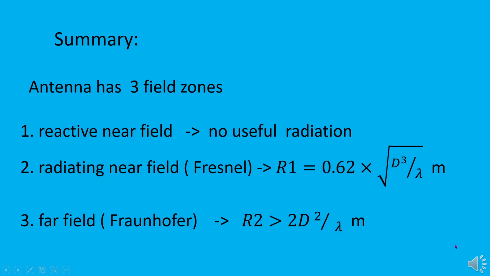So here you have the summary. Antenna has three field zones. The first one is the reactive near field, with no useful radiation provided by it. The second one is the radiating near field, also known as Fresnel, and its radial distance R1 can be calculated as 0.62 √(D³/λ) meters. And then the far field, that is the Fraunhofer, can be calculated using the formula R2 greater than 2D²/λ meters.